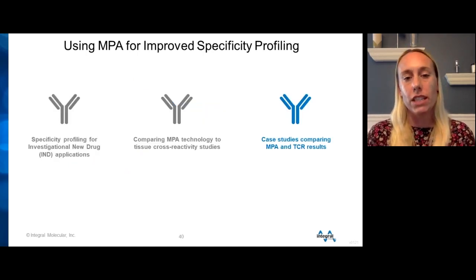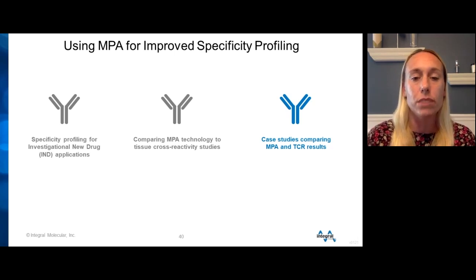So last, let's look at some case studies that directly compare the two assays, the MPA versus a TCR.